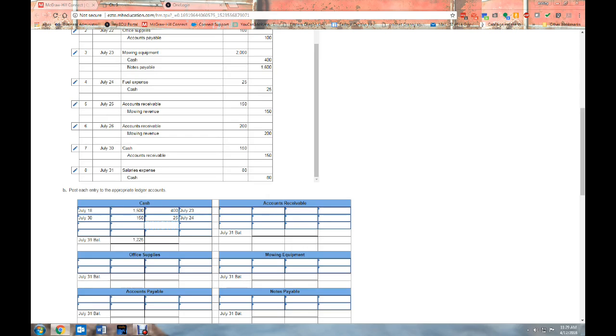And then the last one, so July 31st. I had an $80 credit entry. So adding together my debits, subtracting my credits leaves me with a debit balance in cash of $1,145. Okay.